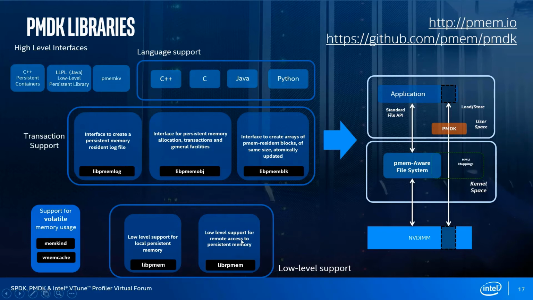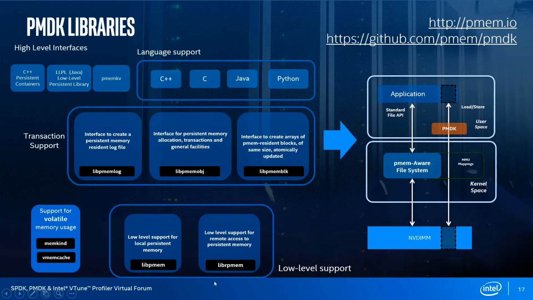So as I talked about on the previous slide, we have a stacked variety of solutions. At the very bottom, we have our low-level primitives that are fairly difficult to use, but provide you with the greatest flexibility that you can have. Those are libpmem and librpmem. We also have some libraries that allow you to use persistent memory as just memory, and those are memkind and libvmemcache. Those are kind of their own separate thing.